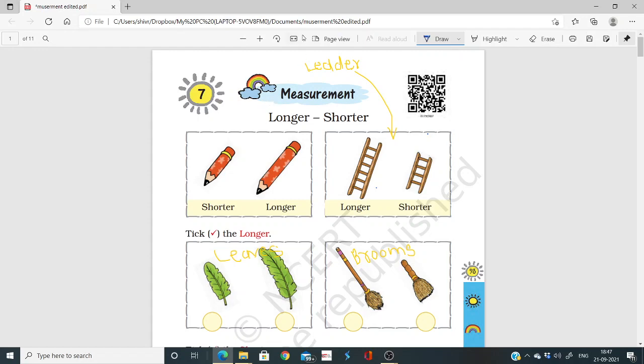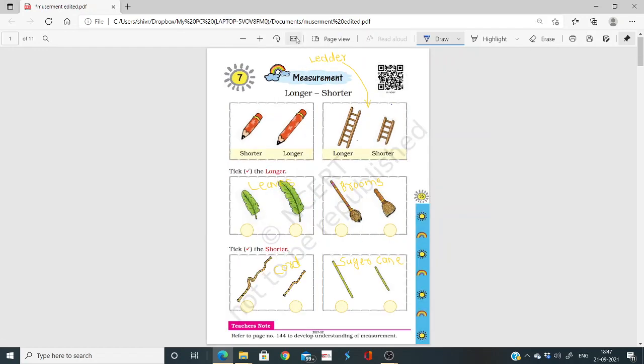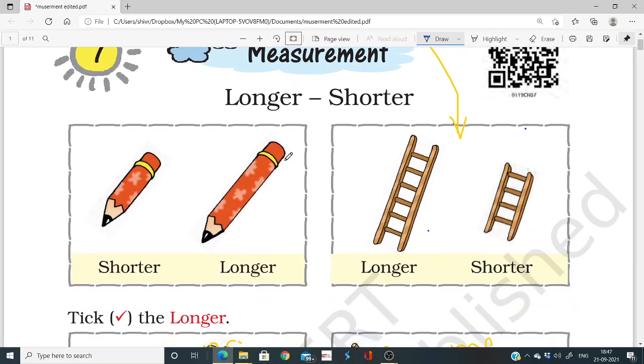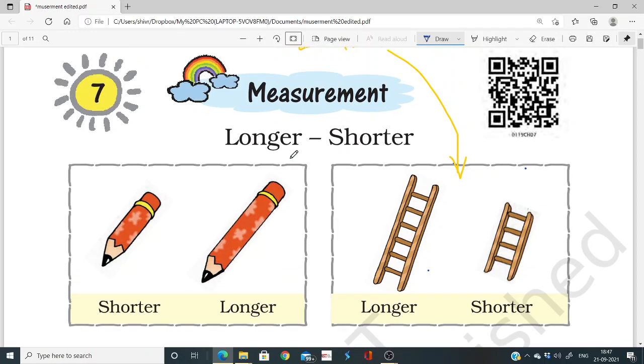Here I am taking the next example: longer and shorter. We have to find out which is longer and which is shorter, and then you will understand measurement. What is measurement? How can we decide in the first picture which is shorter and which is longer?